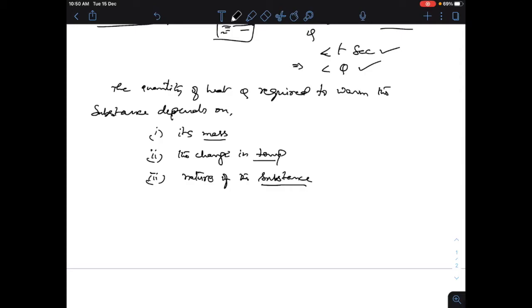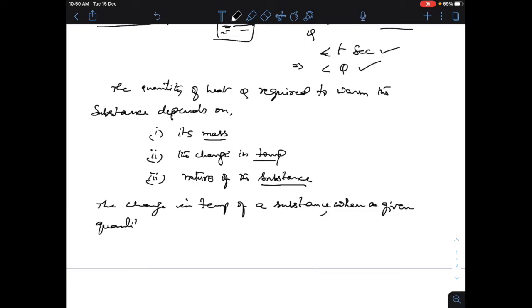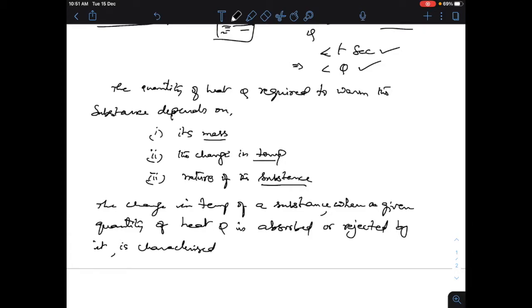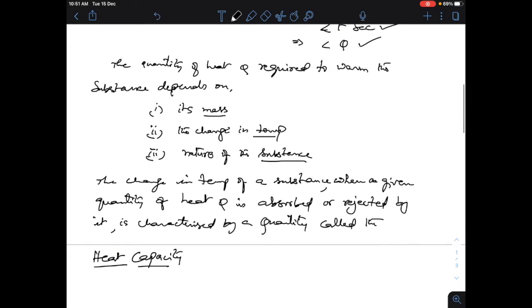So now let's see the change in temperature of a substance. The change in temperature of a substance when a given quantity of heat Q is absorbed or rejected by it is characterized by a quantity called the heat capacity of that substance.